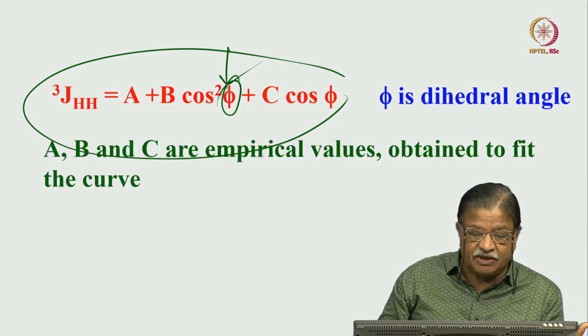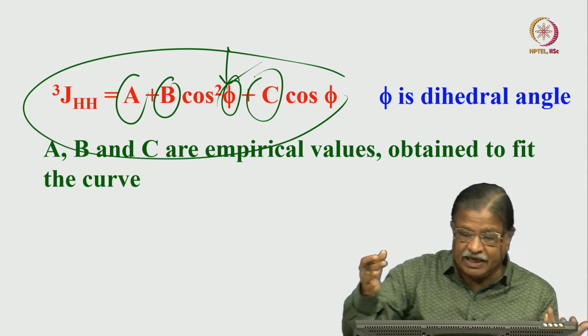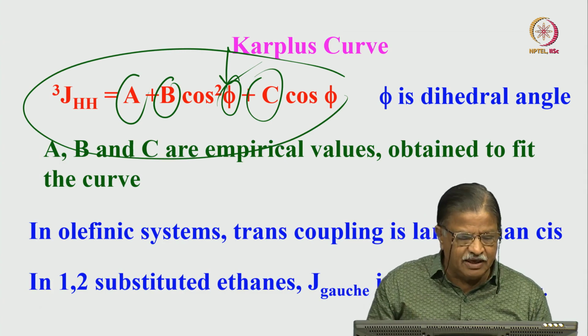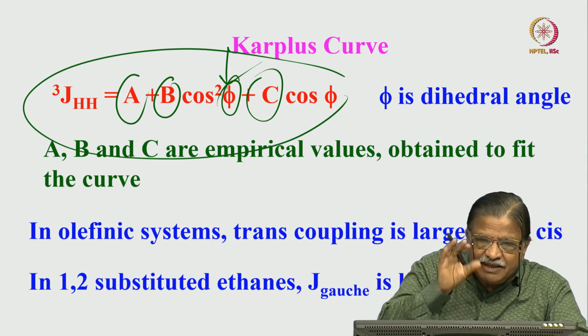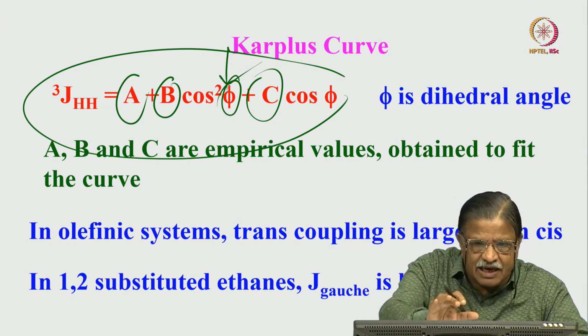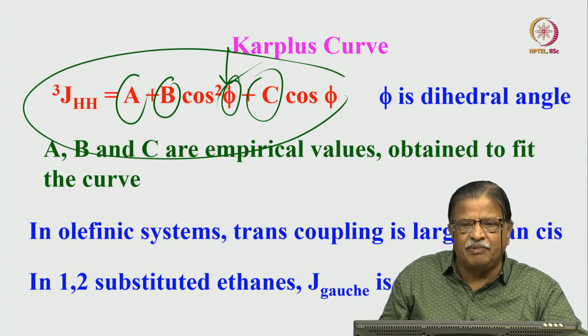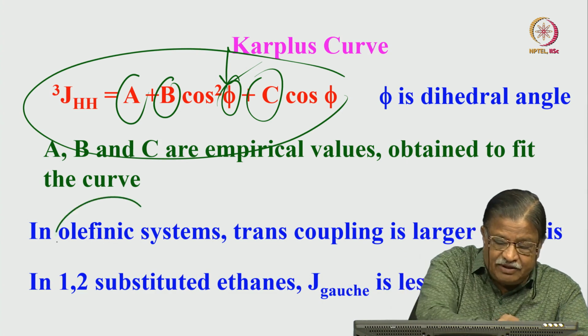This is the famous Karplus equation, and A, B and C are constants which are arrived at empirically to fit the curve. Okay. The curve is also different, which I did not show, as it is going to be an enormous discussion, but basically you get the idea. 3 bond cis coupling or trans coupling, whatever we get, the 3 bond coupling 3JHH, we can use to get the dihedral angle, and this is the idea.